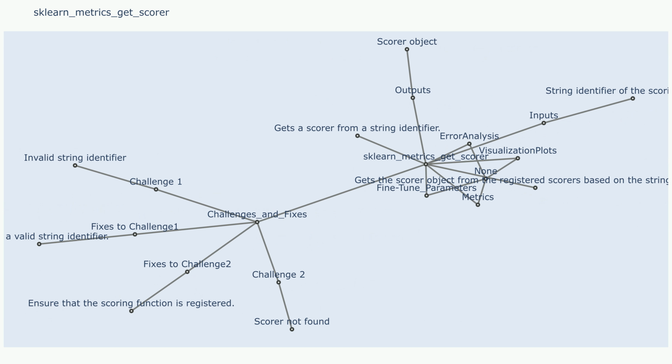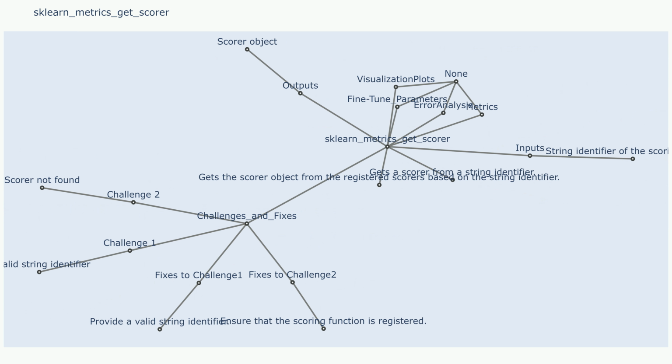Outputs. get_scorer returns a callable object representing the scoring function. This function can be used to evaluate a model's performance on a given dataset.